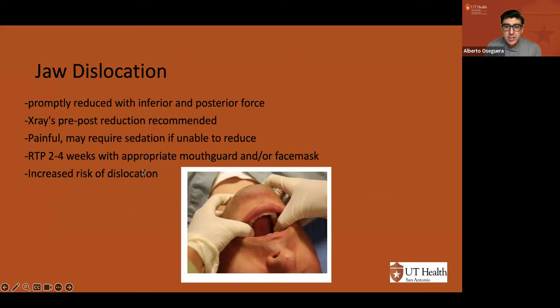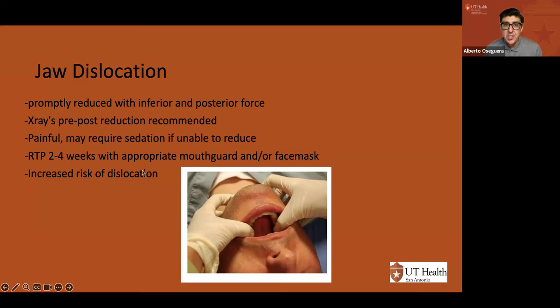I put a little segment on jaw dislocation, because I saw this once in my ER rotation and thought it was kind of interesting. It is something you can encounter in sport, but it's not super high yield, so I thought I would just incorporate it. Jaw dislocation involves trauma to the mandible. Prompt reduction is usually indicated. As with any other joint, once it's been out of place for a while you get so much secondary muscle spasm that it's really challenging to reduce the jaw.